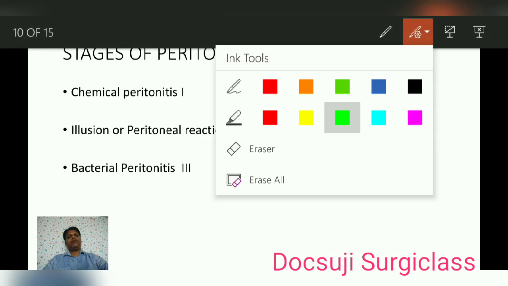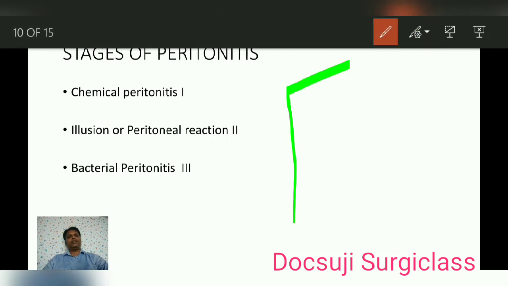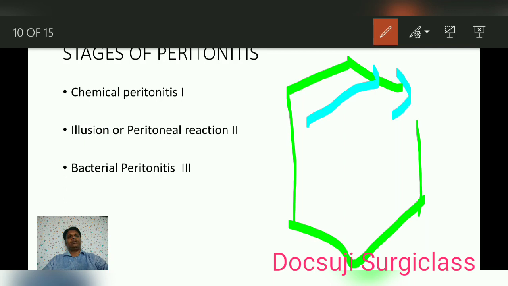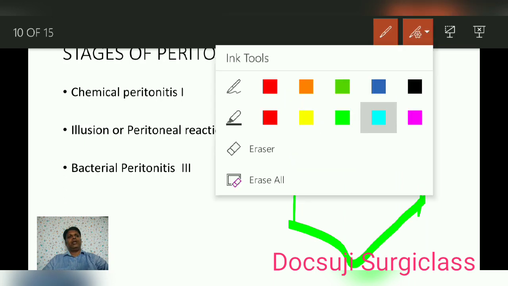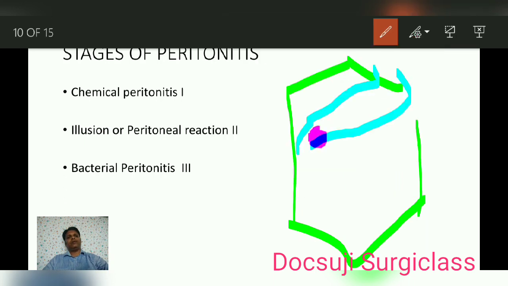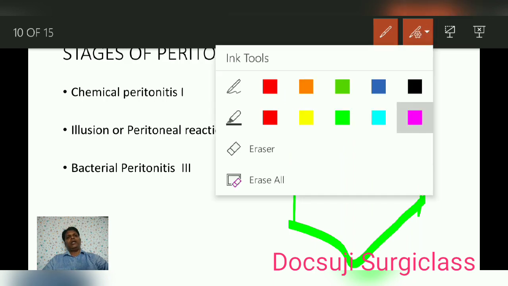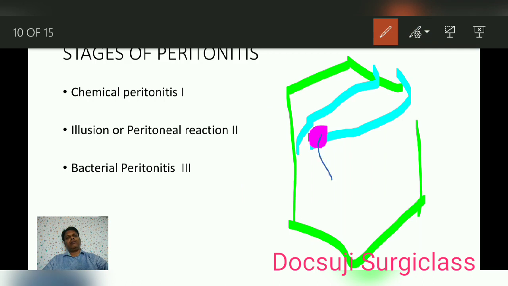What is the stage of chemical peritonitis? Here is the stomach and the duodenum, and you have a perforation at the first part of the duodenum. Once perforated, all the contents enter into the peritoneal cavity. These gastric juices, or chemicals, cause inflammation of the peritoneum. That is called chemical peritonitis.